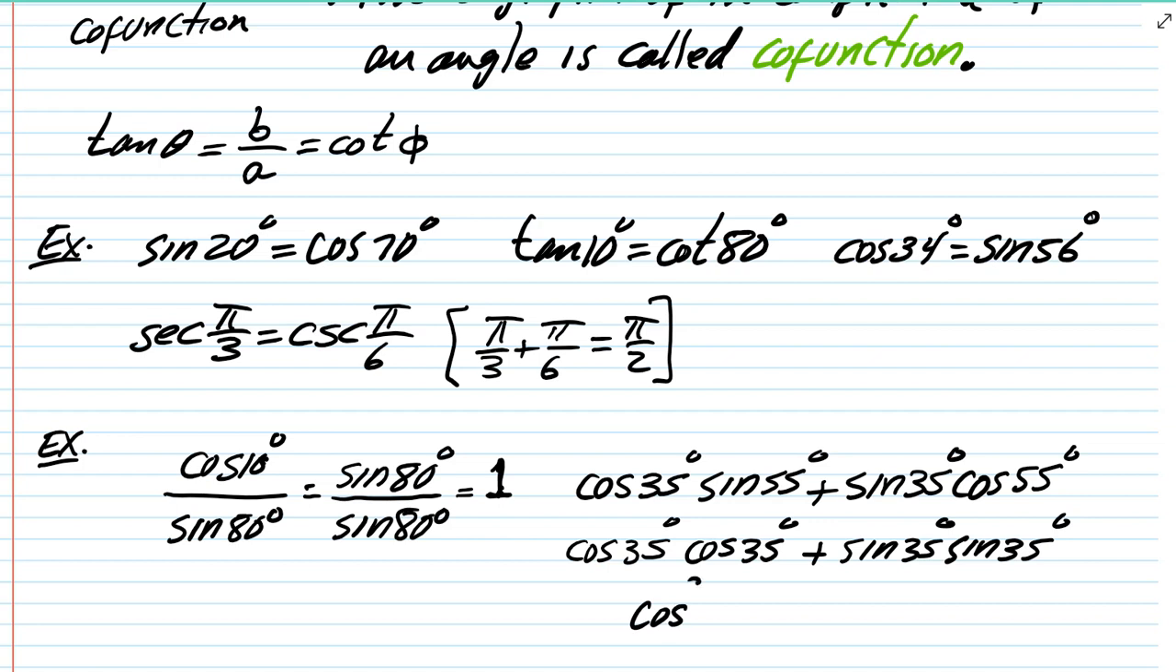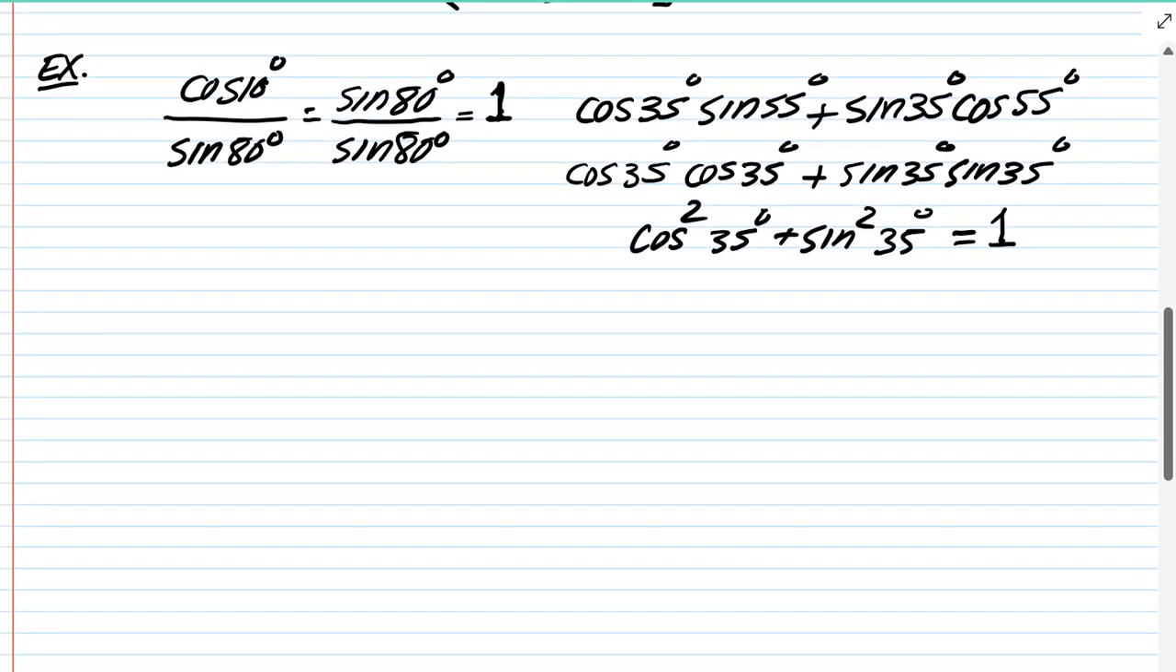So in other words, I have cosine squared 35 plus sine squared 35. Correct? And using the Pythagorean theorem, cosine squared theta plus sine squared of the same angle theta should be 1. So the answer to this is 1. See how that works? Now I could have done it the other way.